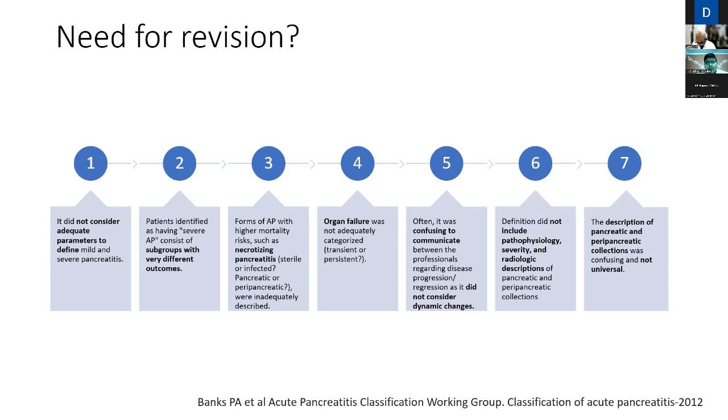They did not define sterile or infected, pancreatic or peripancreatic or both. Fourth, organ failure was not adequately categorized, like transient or persistent. Fifth, often it was confusing to communicate between the professionals regarding disease progression or regression, because this is a dynamic disease, and it changes according to the intervention. Sixth, the definition did not include pathophysiology, severity, and radiological description of pancreatic and peripancreatic collections. And seventh, the description of pancreatic and peripancreatic collection is confusing and not universal.